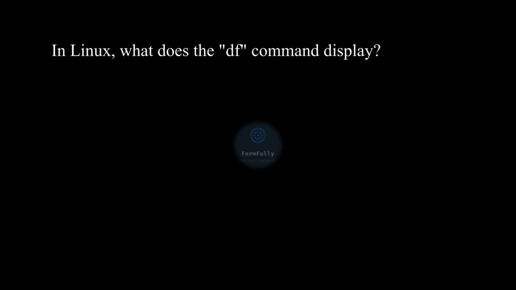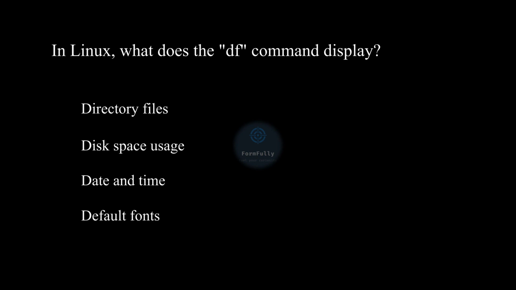Next question. In Linux, what does the df command display? Options are directory files, disk space usage, date and time, and default fonts. So on a Linux system, the df command is used to display the disk space usage. Other options are incorrect as directory files is not a common interpretation of df, and the df command has no relation to date and time or default fonts. So the correct option is disk space usage.